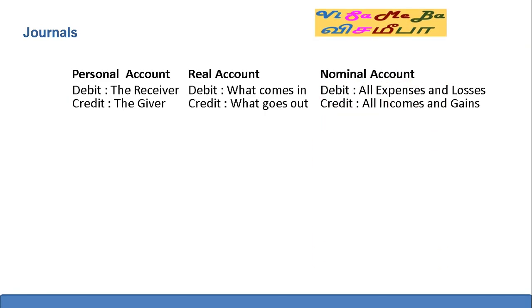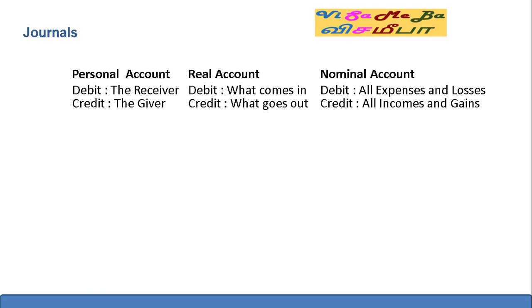So we've already seen that there are 3 accounts in accountancy, and these are the principal rules of these 3 basic account types. Let's recollect the debit and credit rules of each account. Personal account, debit the receiver, credit the giver. Real account, debit what comes in, credit what goes out. Nominal account, debit all expenses and losses, credit all incomes and gains.